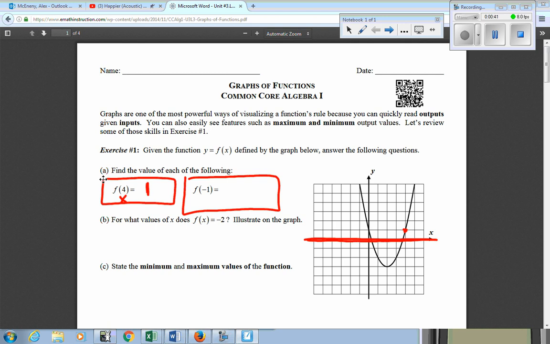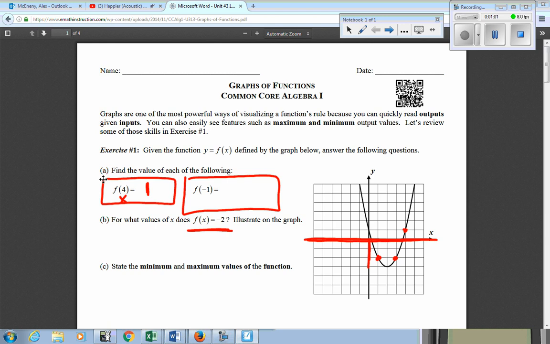And then kind of opposite that, for part B, if you have -2 as an answer, then we're looking for all the points that give us -2 as an answer. So in this case, if I go down to -2 here, I end up with 2 points that would equal -2 out.